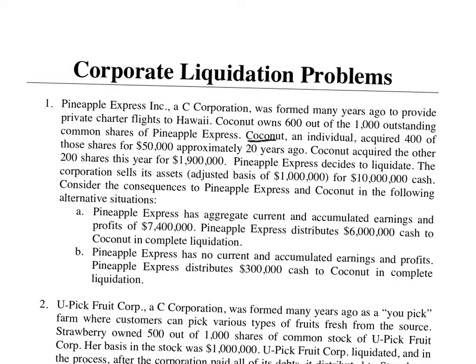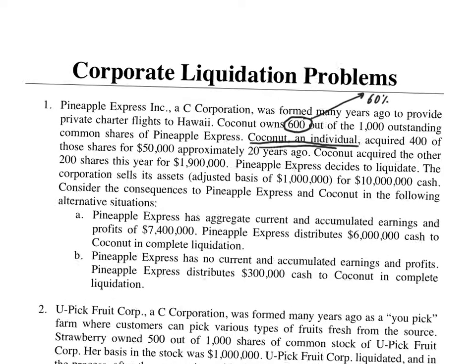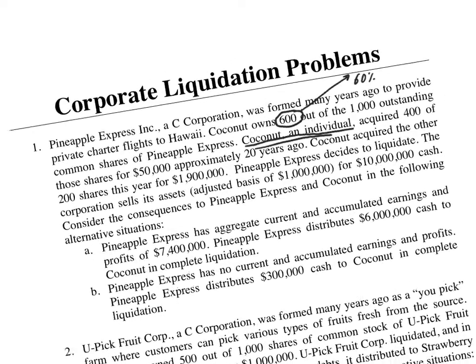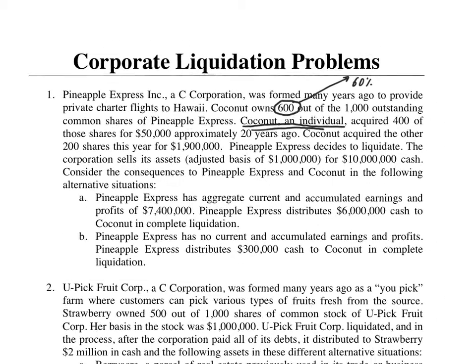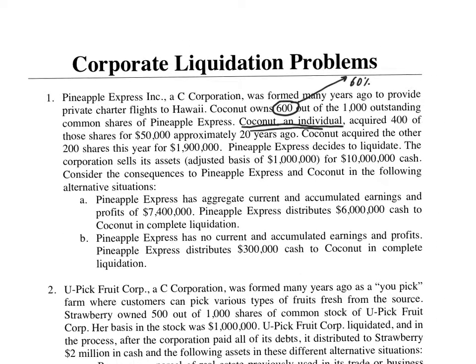We're told Coconut's an individual. So we know that Coconut owns 60% of the corporation. We don't know who owns the other 40%, right? We're not told. Do you see that problem? There's nothing in the problem that says who owns the other 400 shares. Everyone got that? Nothing in the problem tells us who owns the other 400 shares of stock.